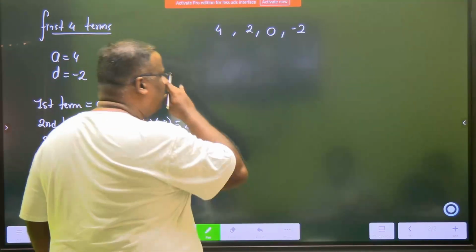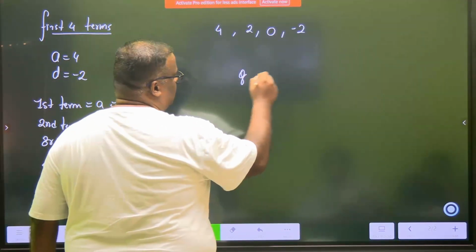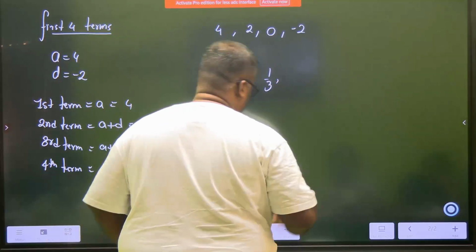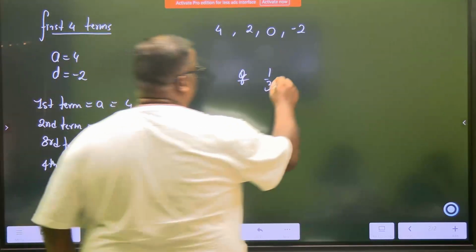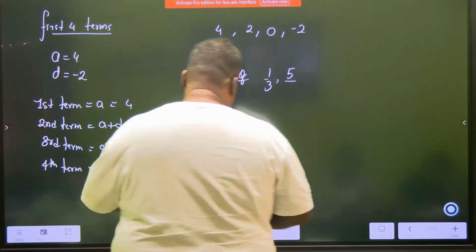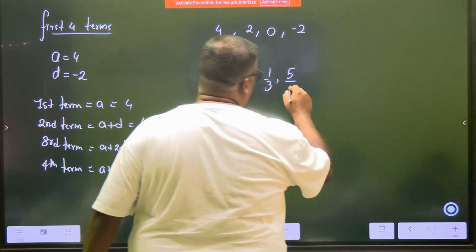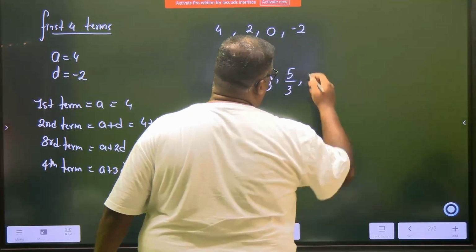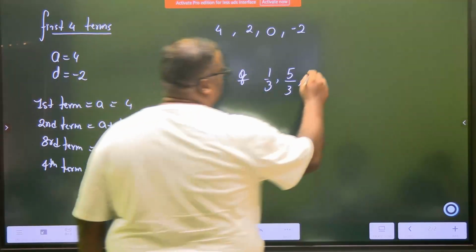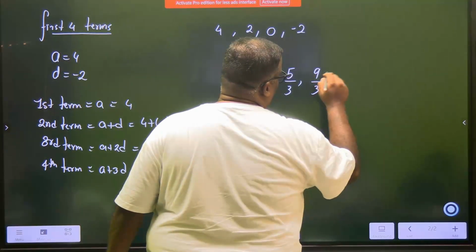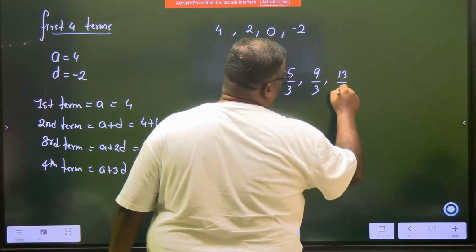Okay. If I give you an AP like this, see, this AP is 1 upon 3. All right? And then 5 by 3, then what should be the next term? 9 by 3, and then 13 by 3.